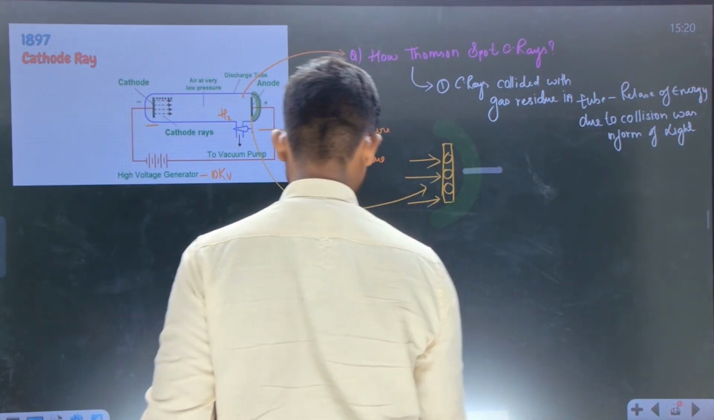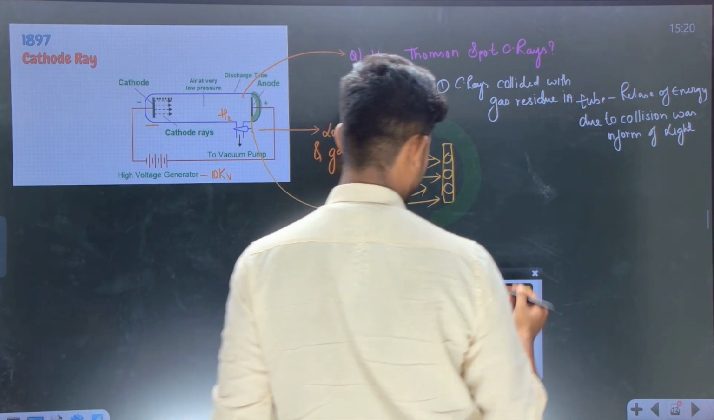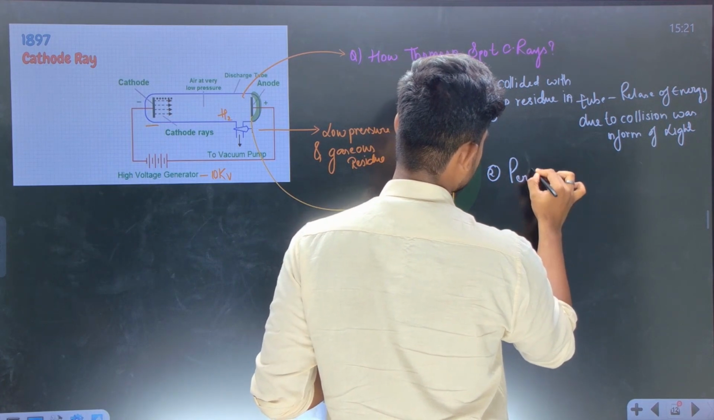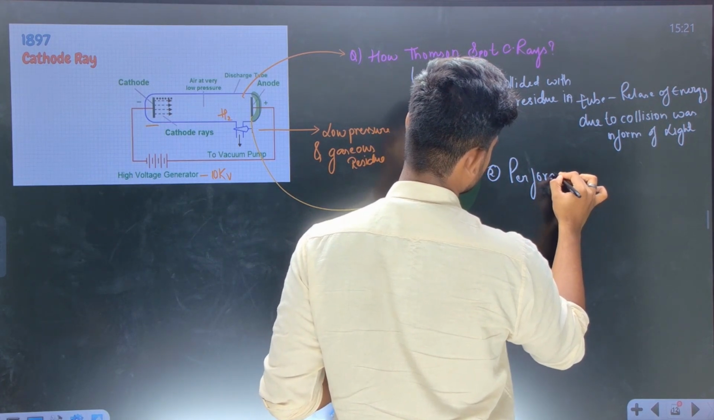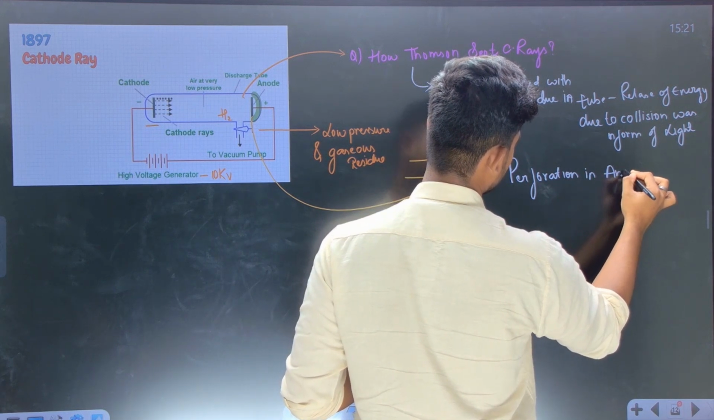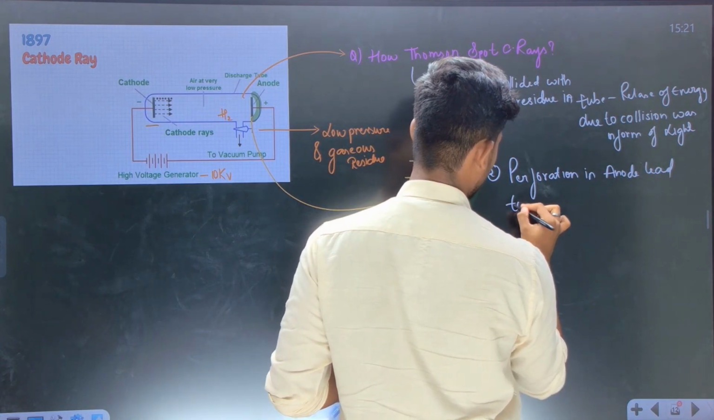So let us then write down our second reason. Reason number 2: perforations in anode led to visibility.